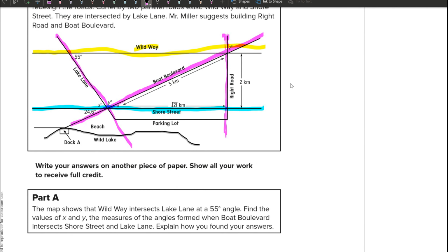Alright, so part A. The map showed the Wild Way intersects Lake Land at 55 degrees. This is not good coloring, so I'm going to erase all of them, then emphasize whatever I need you to look at. Wild Way intersects Lake Land at 55 degrees. So they talk about this angle. Find the value of x and y, the measure of the angle formed when the boulevards intersect the shoreline and Lake Land. Explain how you found your answer.